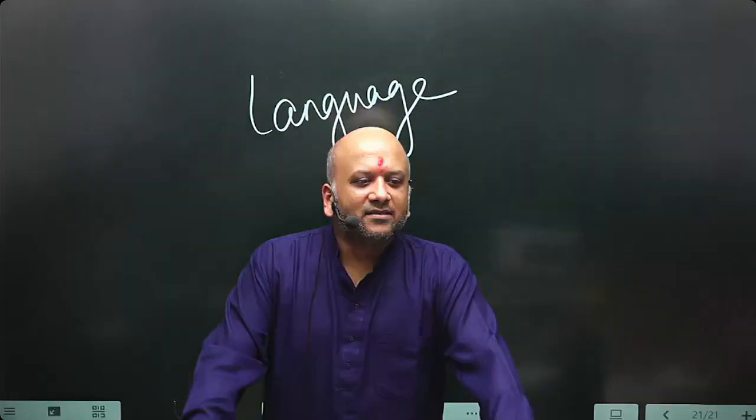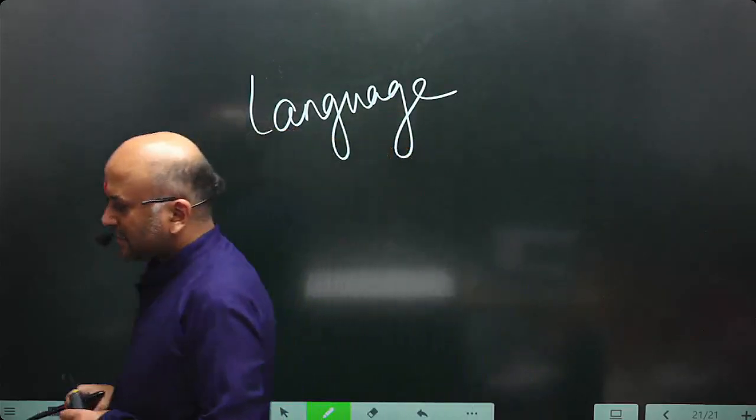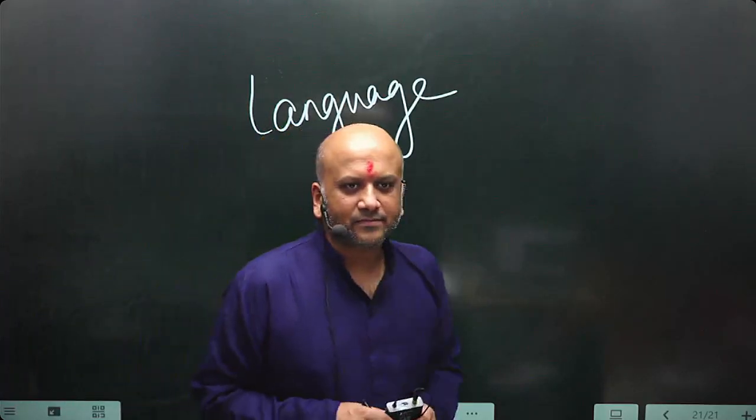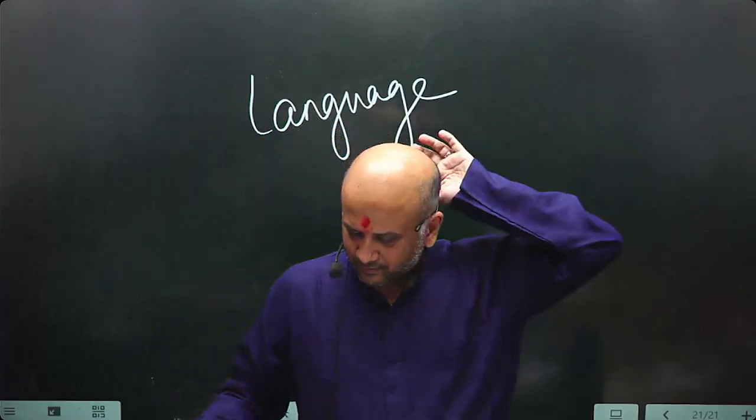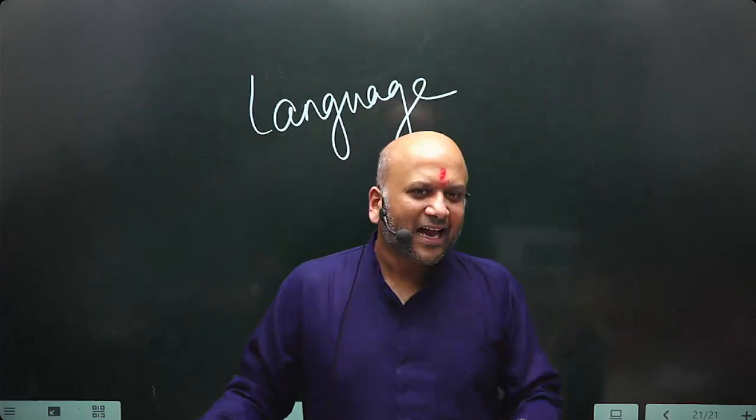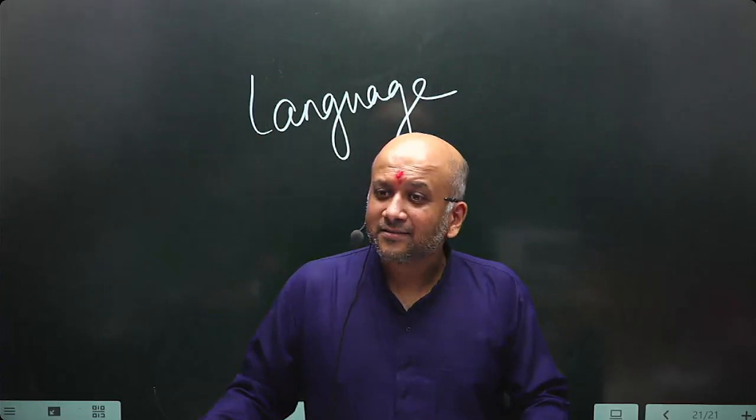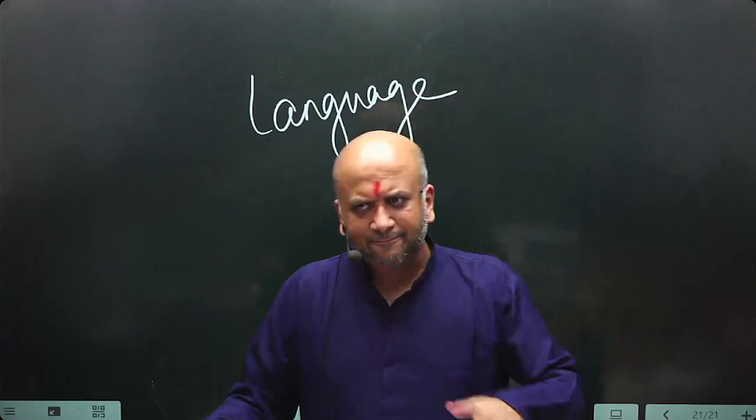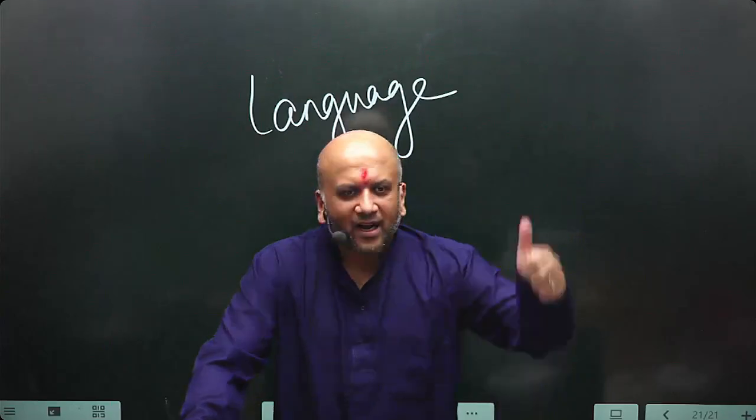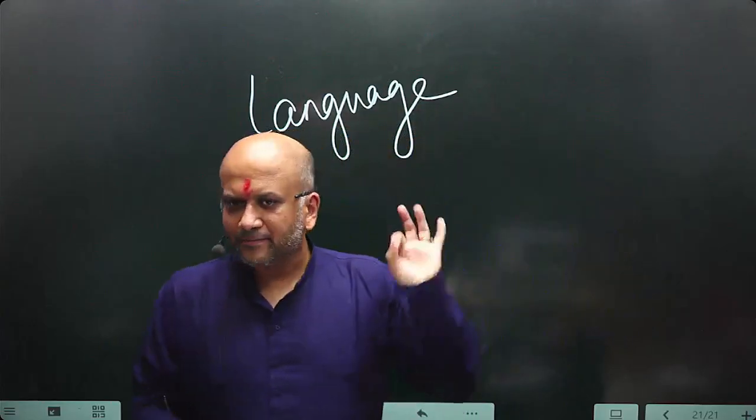Second is Dravidian languages. Third is Sino-Tibetan languages. And fourth is, tell me, Austric languages. Bilkul. Indo-Aryan, Dravidian, Sino-Tibetan or Austric languages. Okay?